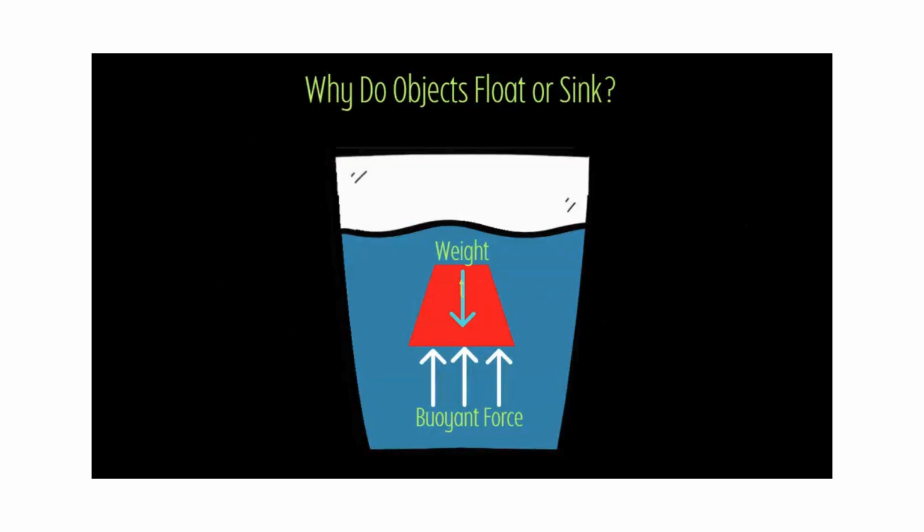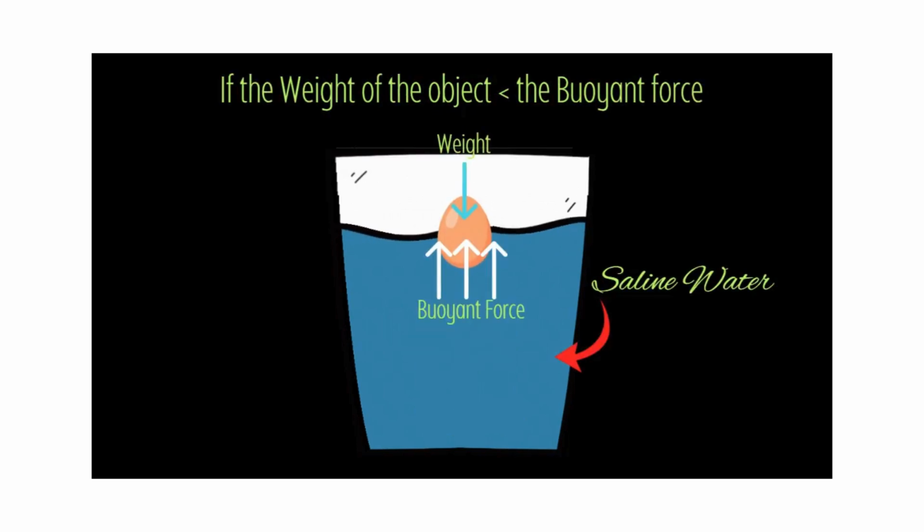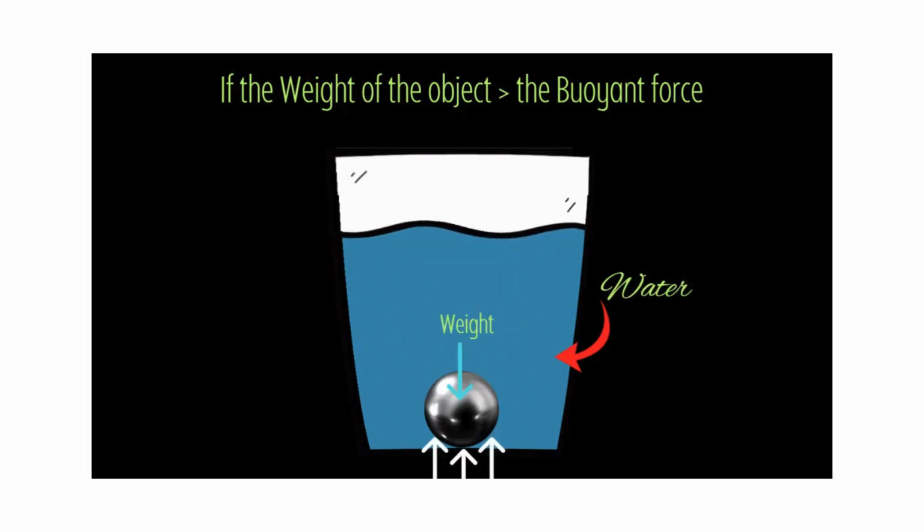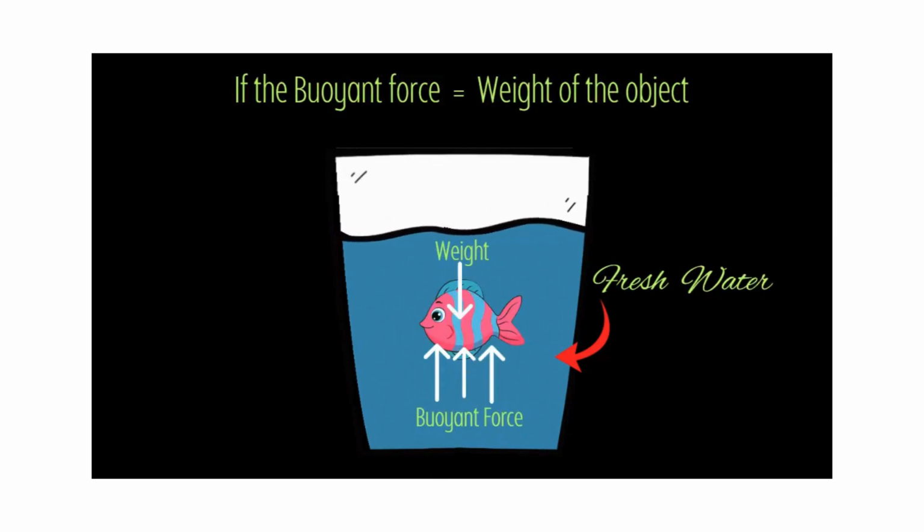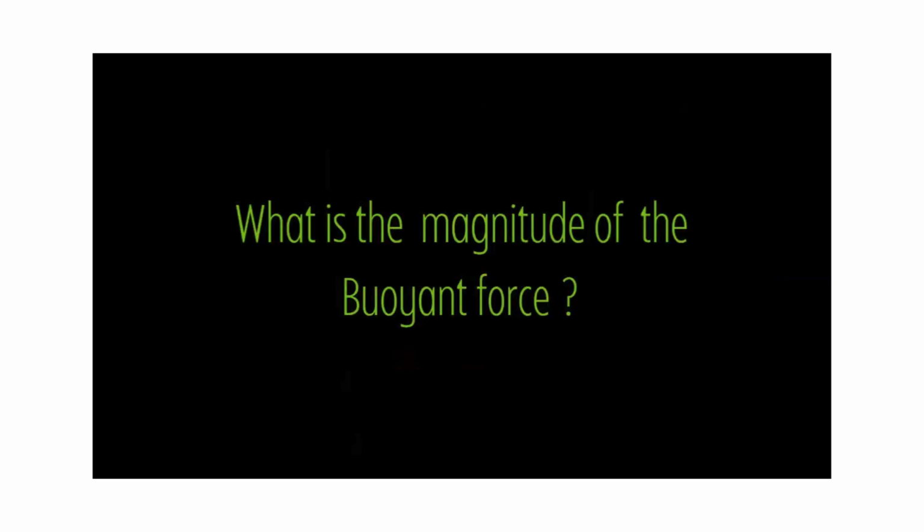Why do objects float or sink? Whether the object floats or sinks depends on the balance between the buoyant force and the weight of the object. There are three scenarios. If the buoyant force is greater than the weight, the object floats at the surface. Think of a piece of wood. If the weight of the object is greater than the buoyant force, the object sinks, for example, a steel ball in water. If the object's weight equals the buoyant force but it is fully submerged, it stays in equilibrium, like a fish in water.